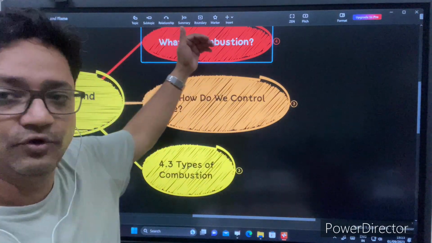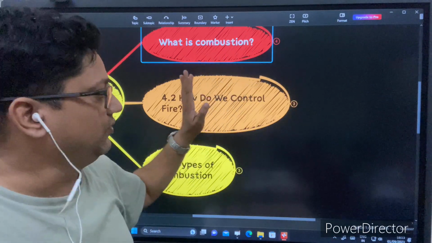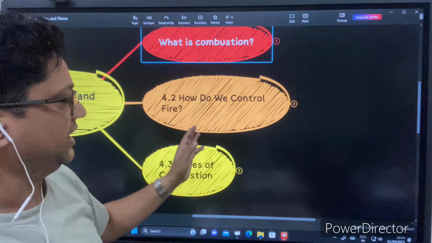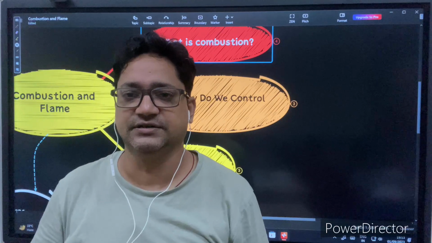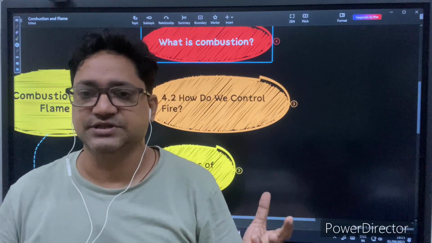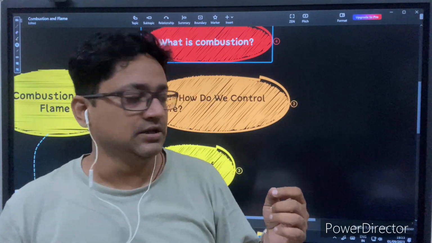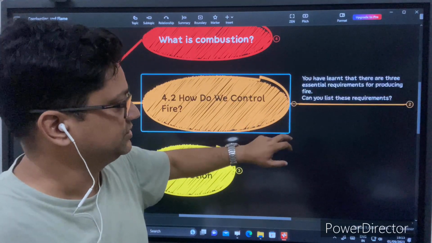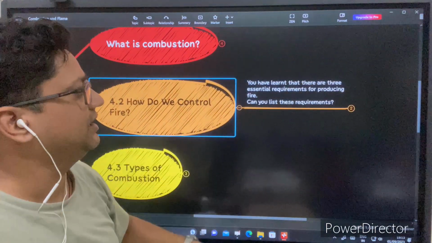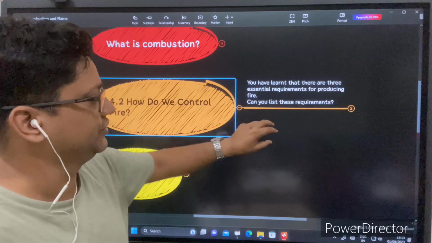After this, the 4.1 is completed. Now we are coming to the 4.2 topic, how can we control the fire. There are different factors for a substance to catch fire. What are those factors? We are going to discuss it here. You have learned that there are 3 essential requirements for producing fire.